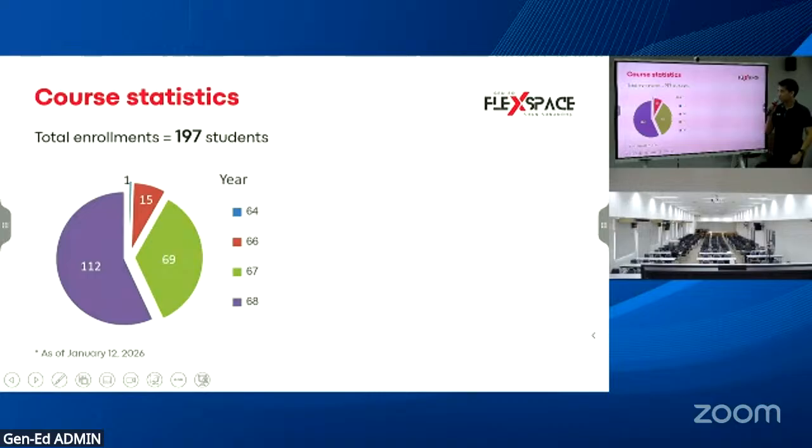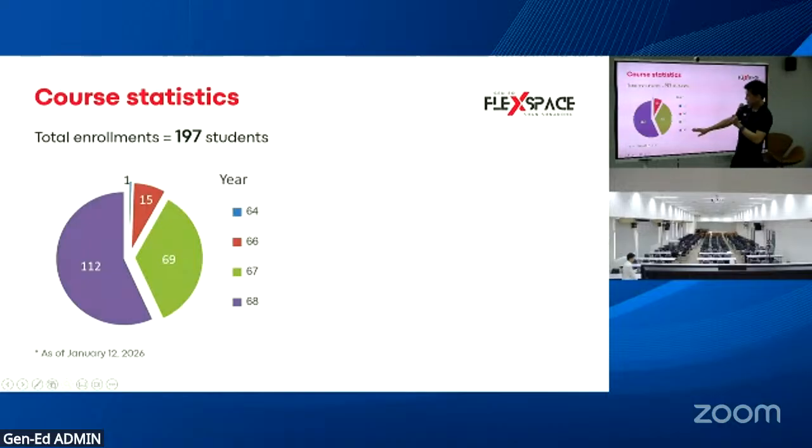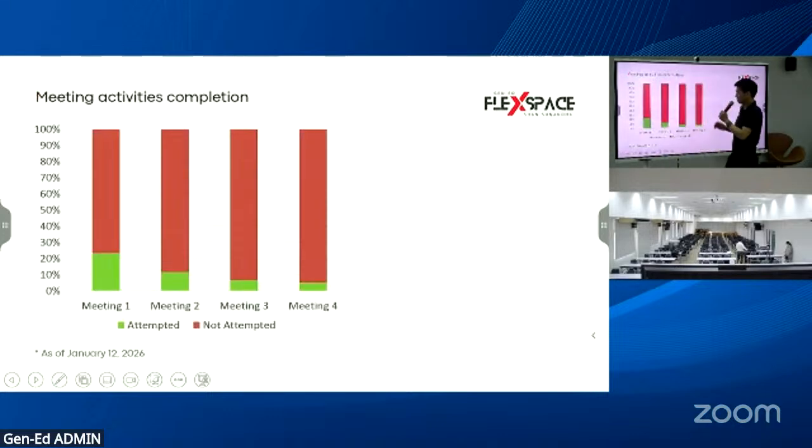Okay, here's the course statistics so far. We have 197 students enrolled in this course. Most of us are 68 first-year students. And we have 69 second-year students, 15 third-year students, and 1 fifth-year student. The total is 197 students. And let's see the progress you have completed so far.